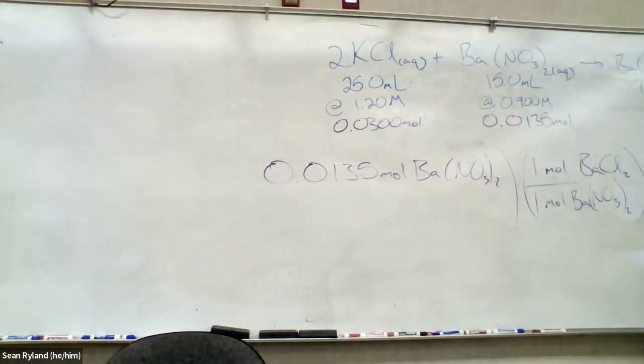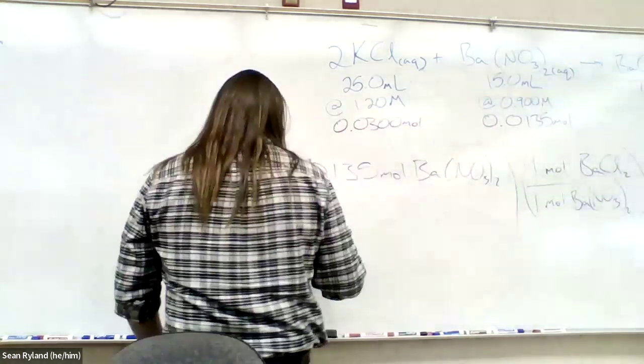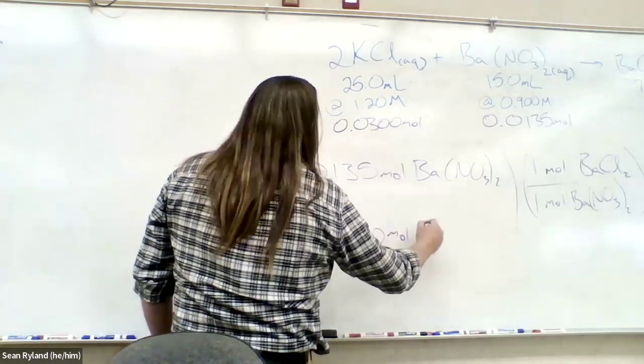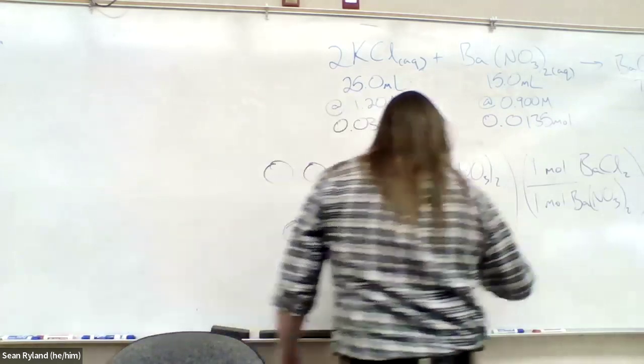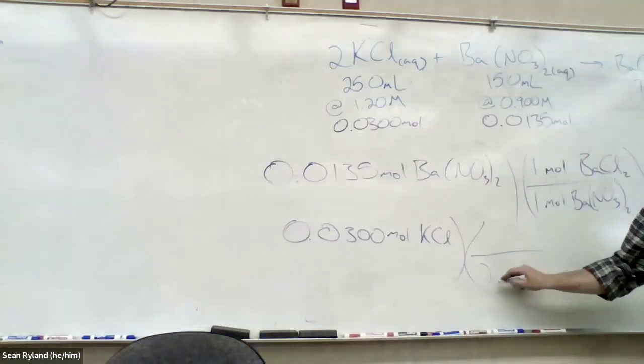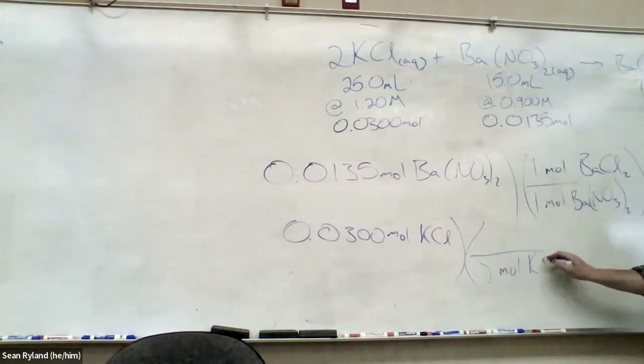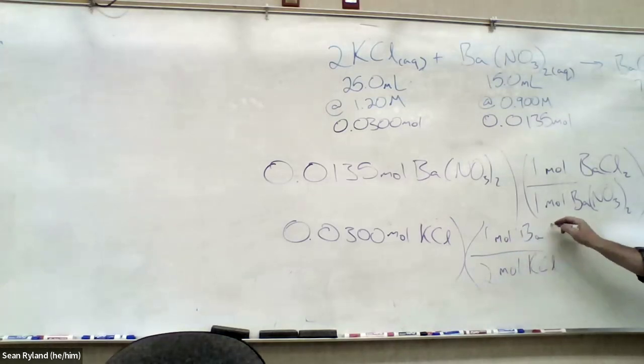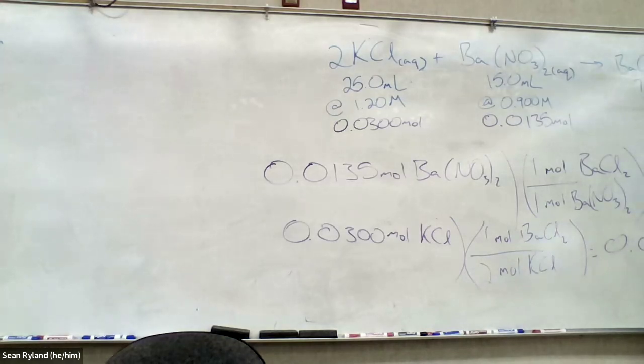One-to-one ratio. So we get 0.0135 moles product. Do the same thing with our other reactant. This one's a 2-to-1 ratio. 2 moles KCl, it's 1 mole of product. 0.015 moles barium chloride.